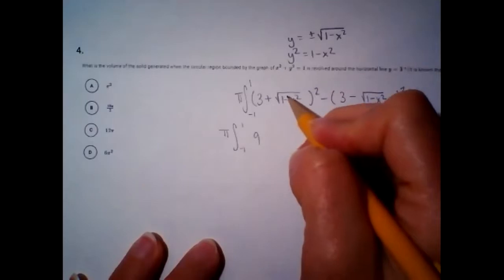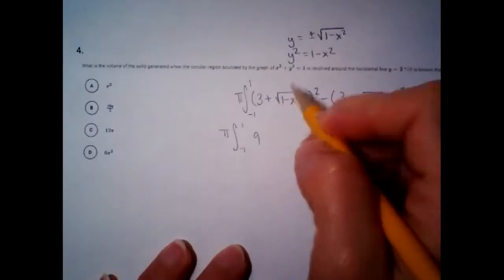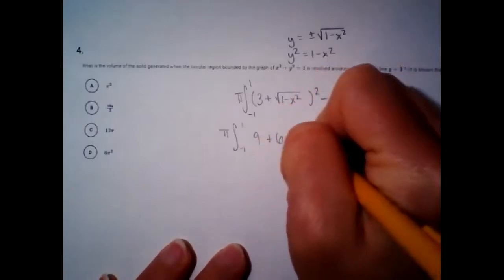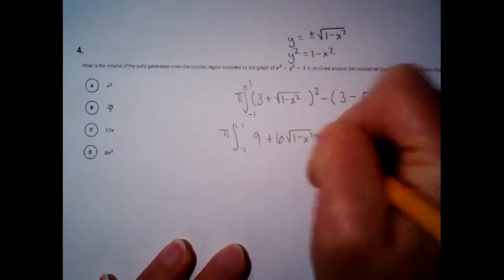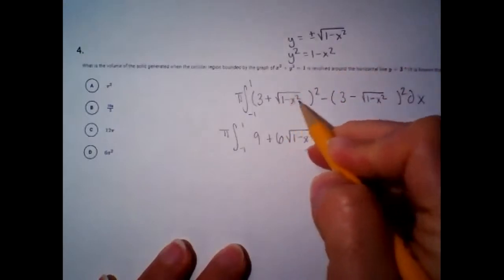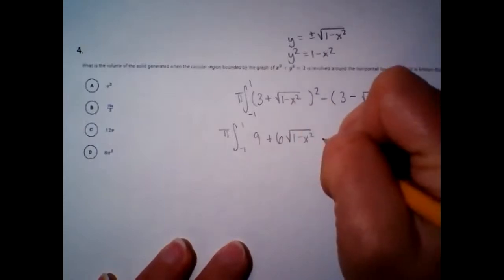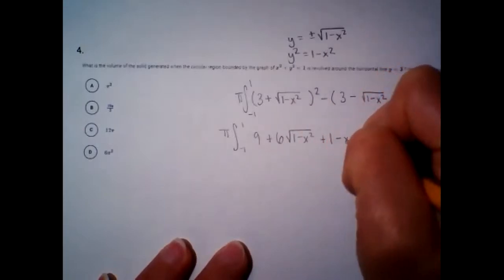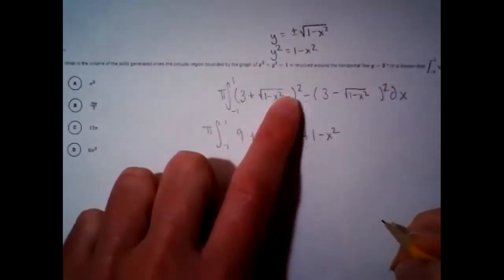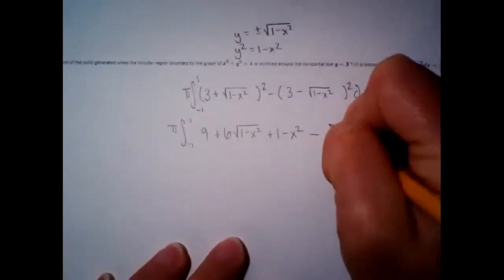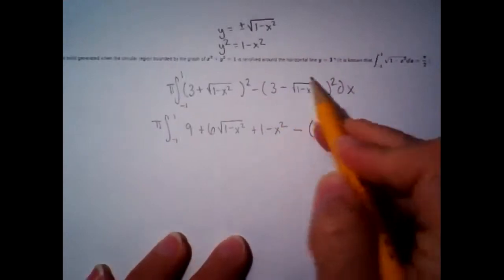Outsides would give you 3 of these square roots. Insides would give you 3 of these square roots. So total we have 6 of them. And then square root of 1 minus x squared, the square root and the squared are going to cancel. So it'll just be plus 1 minus x squared. So that is multiplying out this first part, minus parenthesis. And now we're going to do the same thing with this one.